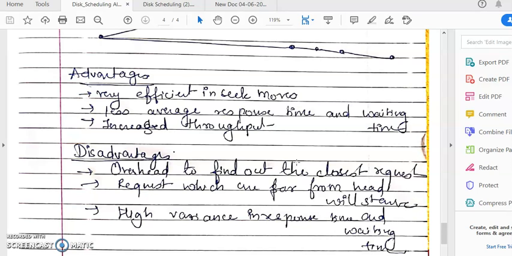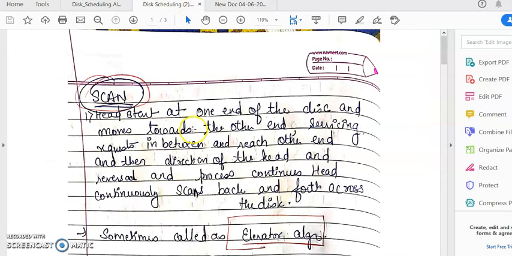I told you that when you apply a strategy, there is going to be starvation, and high variance in response time and waiting time. There is high variation in the response time and waiting time, so it is unpredictable. It is not always that the response time and waiting time will be quite efficient. So we'll move on to the next scheduling algorithm, that is SCAN.